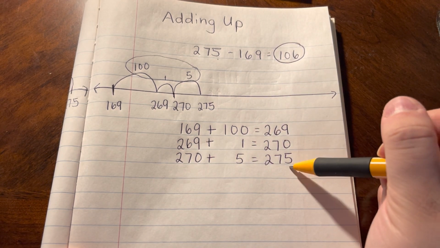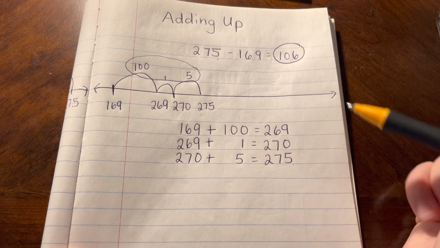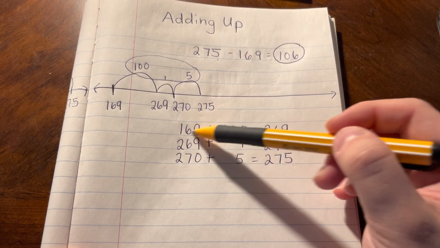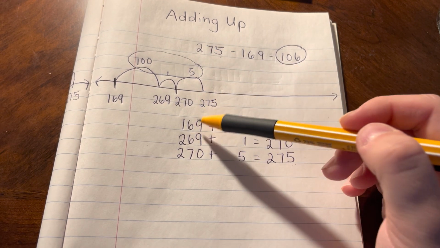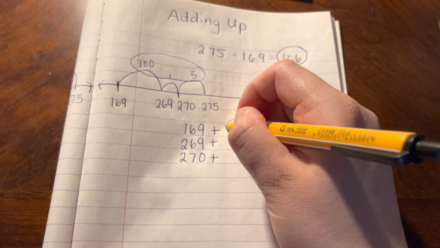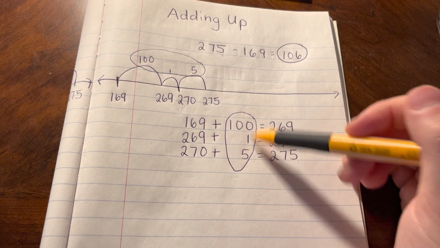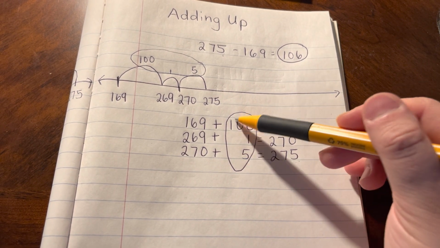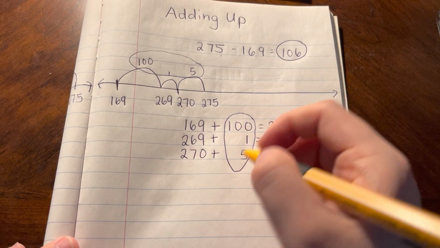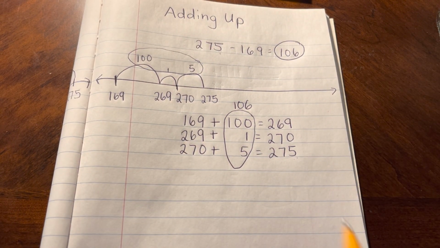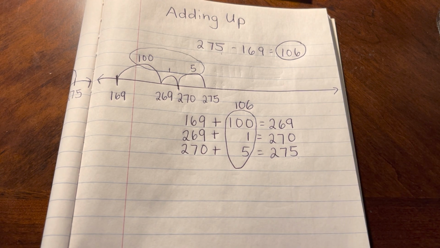As you can see, our starting number is here. And then we have the number that we were subtracting from that number right here. So the actual answer, or the difference, is in your addends. 100 plus 1 plus 5 is 106. And that is where you will find your answer if you use number sentences to add up.